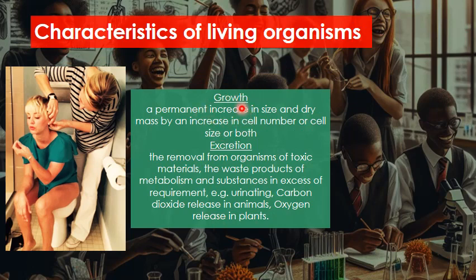Then the next characteristic of living organisms is growth. When we're talking about growth, we're talking about a permanent increase in size and dry mass by an increase in cell number or cell size or both, right? When you're growing, you're increasing in your dry mass. And how does that increase happen? It increases because the cells of your body are multiplying and becoming more, or they're increasing in their size, or both of these things are happening. For human beings, it's both of them happening, right? So that's growth, another characteristic of living organisms.